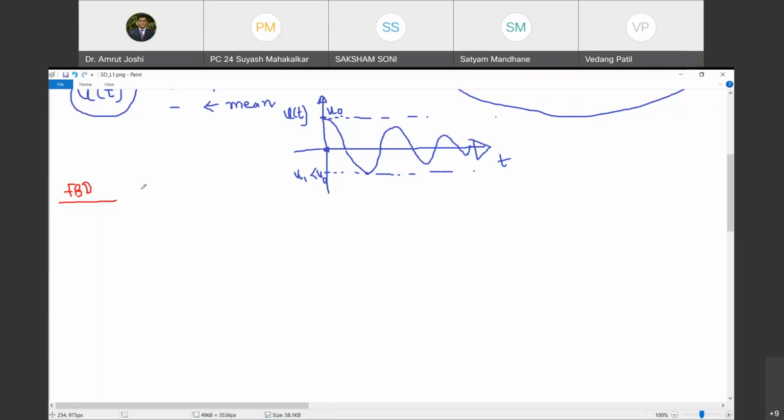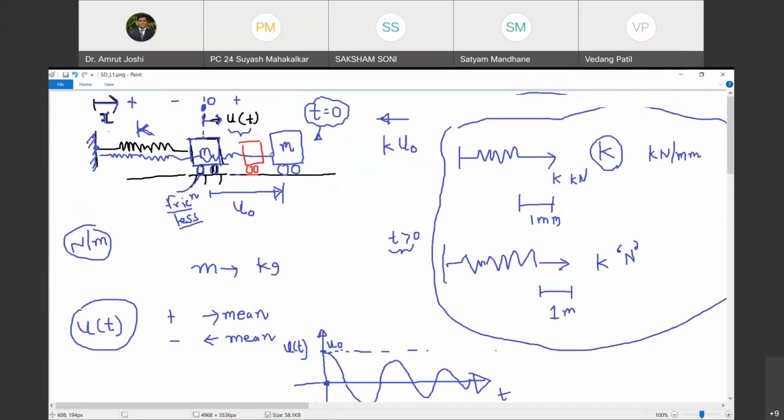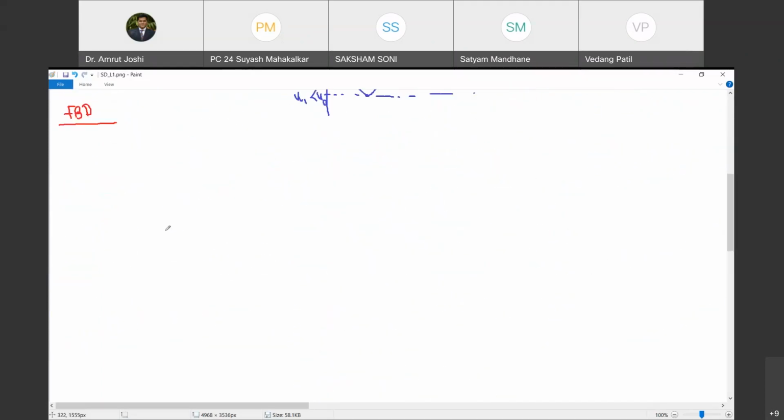So the name itself means: free the body from all external agencies and show what the external agencies must have been doing. This is called a free body diagram. Are you with me? Okay, sir. So free the body from all external agencies. I want to free this block from all external agencies. What is the first external thing to this block that comes to your mind?